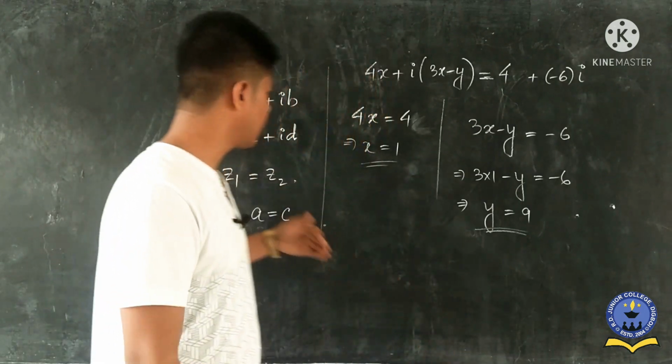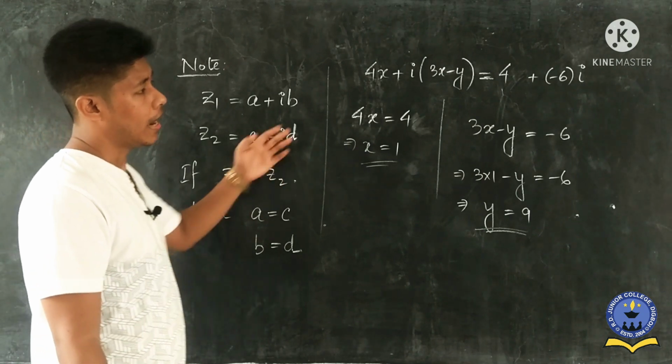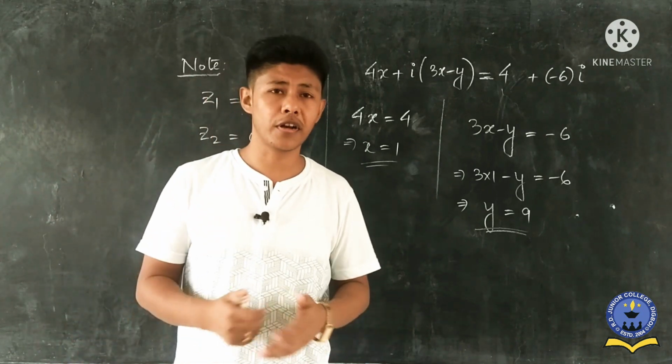And after that we discussed when two complex numbers are equal, then easily we can compare, and in this way we can find out the value of x and y. So I hope all of you understood this one.